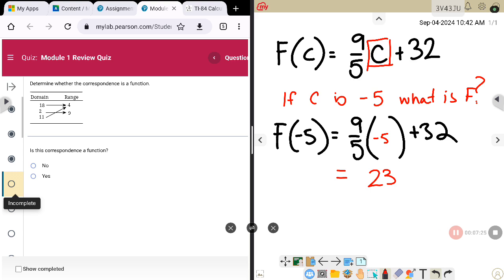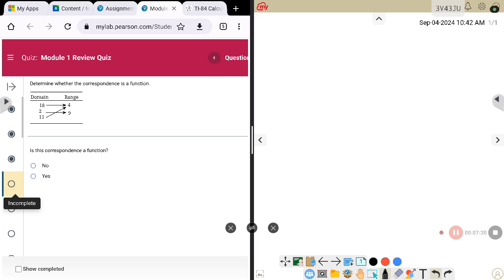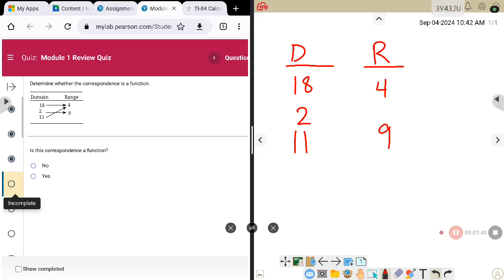Okay, this next problem. Determine whether this correspondence is a function. You've got a domain column that has the values 18, 2, and 11, and a range that has 4 and 9. So 18 is just going to 4. 2 is just going to 9. And 11 is just going to 4.